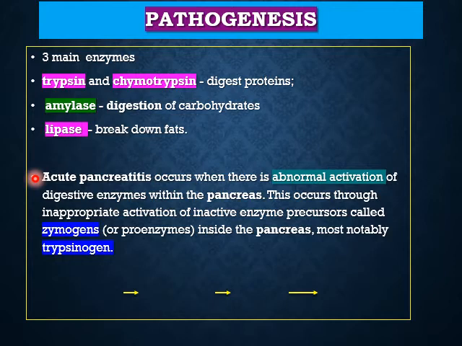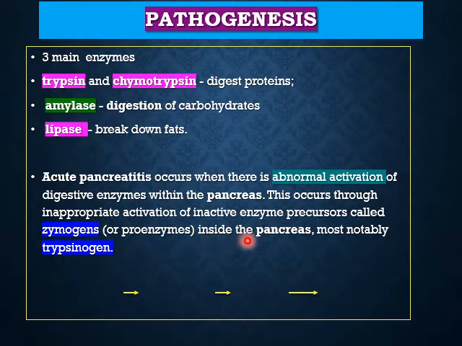Acute inflammation occurs when there is an abnormal activation of digestive enzymes. Okay, the word is abnormal. Abnormal activation of digestive enzymes within the pancreas. This occurs because of the inappropriate activation of the precursors of these enzymes, which are inactive. Okay, and these are known as zymogens or proenzymes. So these zymogens or proenzymes are the precursors of the active enzymes. So these precursors are activated, and this in turn converts the enzymes to active form.